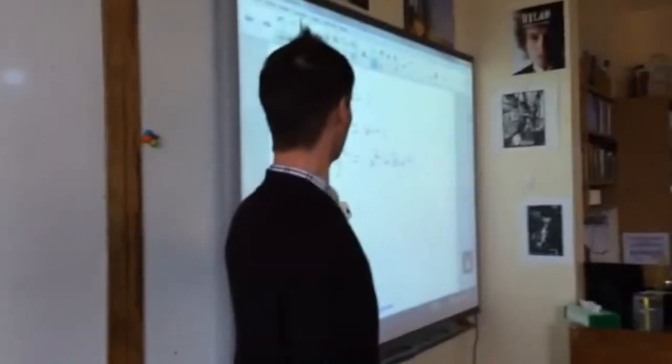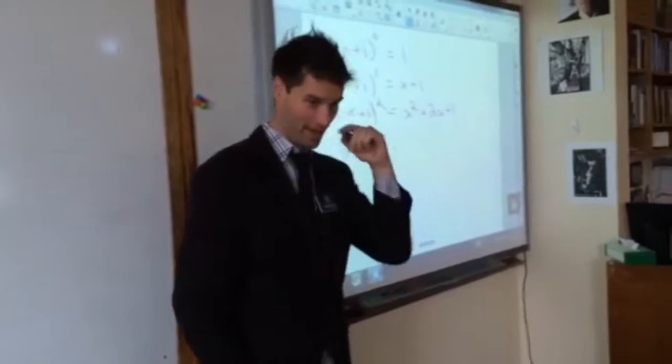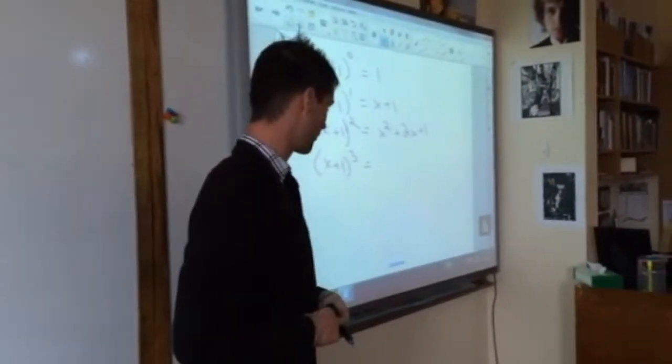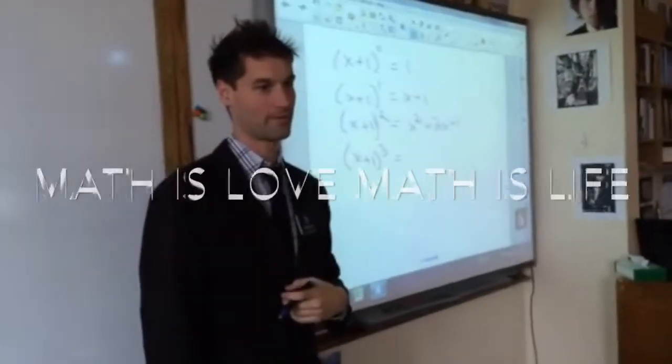Okay, x plus 1 to the third. Now, we don't really want to multiply out x plus 1 times x plus 1, and then take that and multiply all of that times x plus 1 again. That takes a really long time. So there's a shortcut that we're going to discover. There's a pattern to this. So what can we observe about this pattern? What can we fill in? What would come next in the sequence?